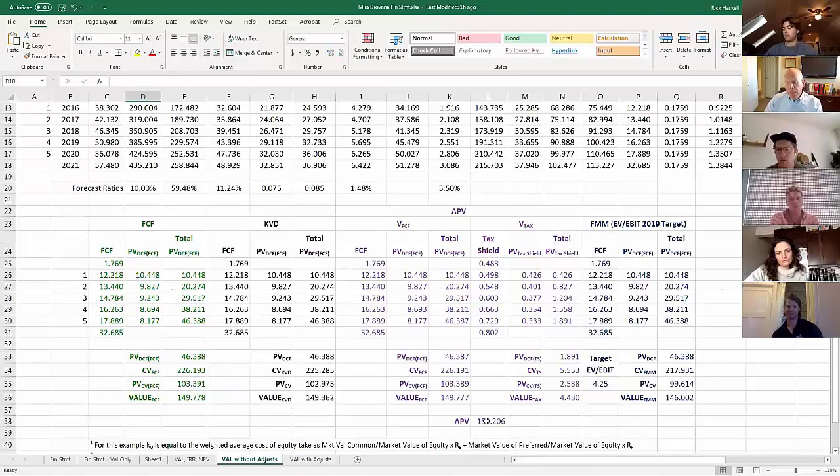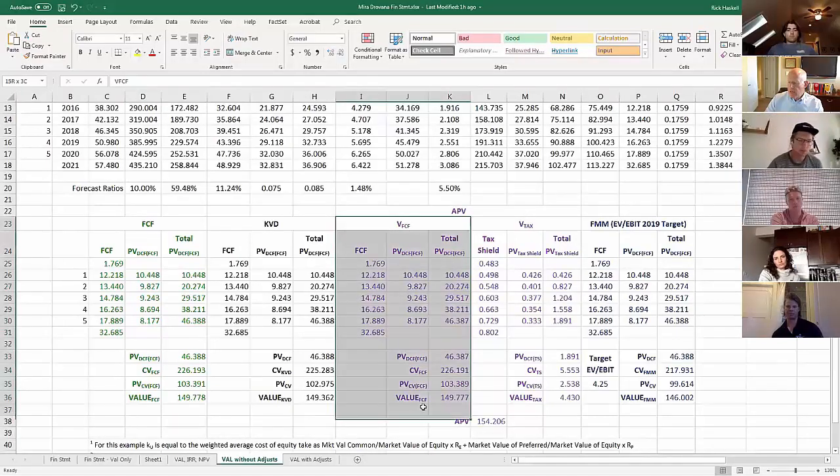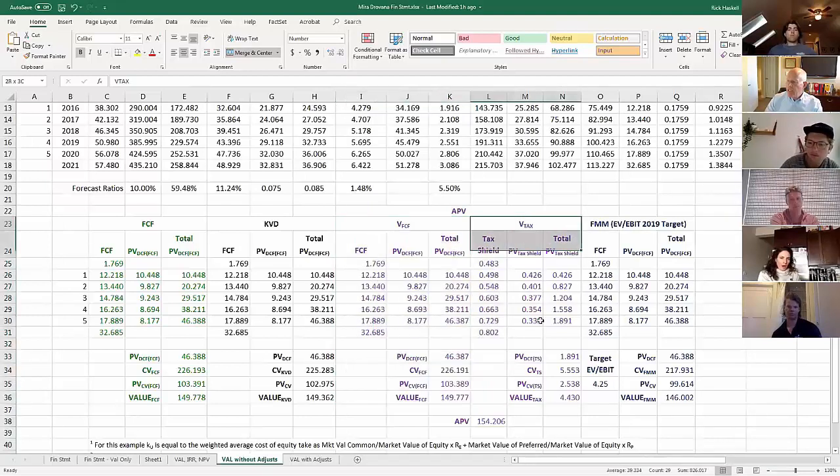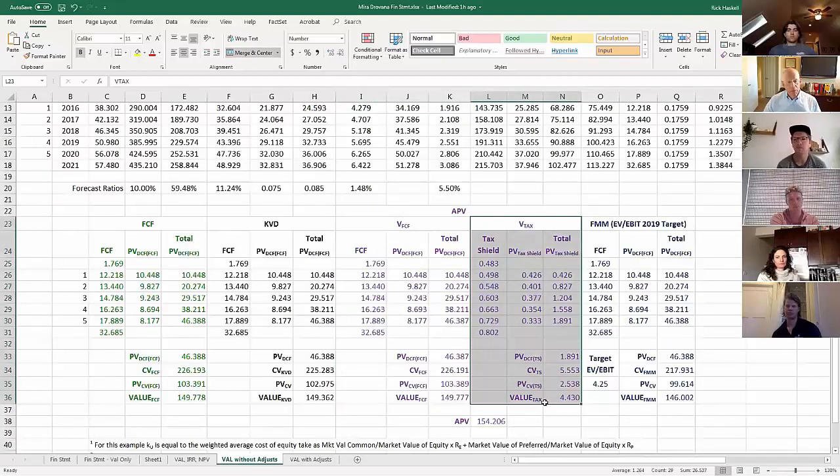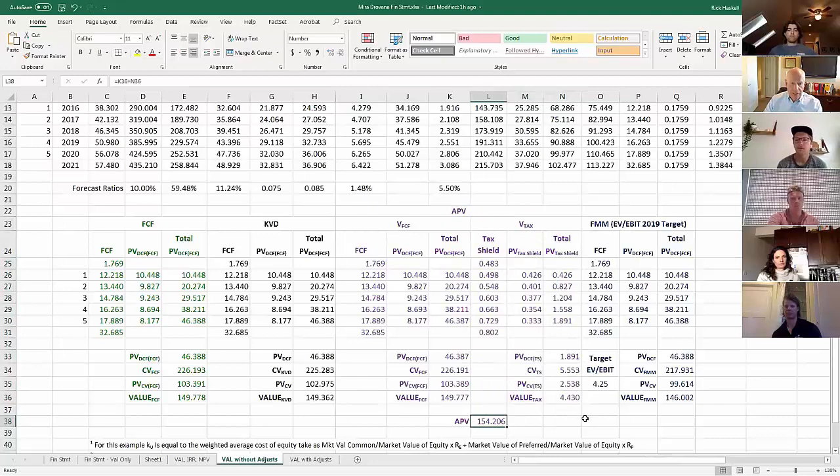Which value now is bigger than the ones for FCF and KVD? Because VFCF in the APV model is the same value as the free cash flow model, just as we discussed a few minutes ago. And so if we're adding another cash flow to this, it must give us a greater value if we're using all the other inputs the same, in this case, the WACC. Well, we know that we shouldn't do that because it shouldn't be a higher value.